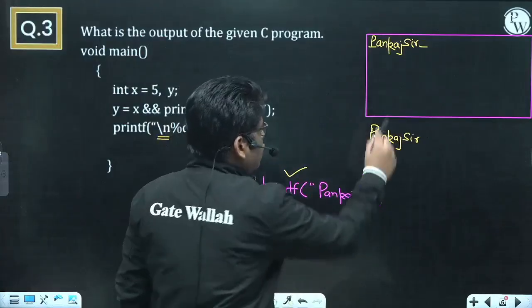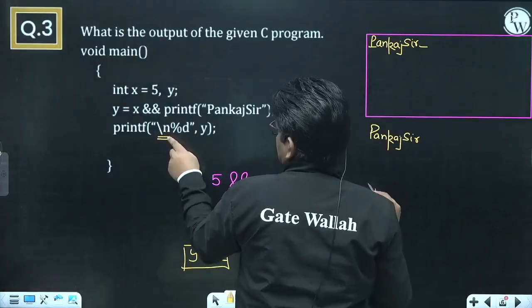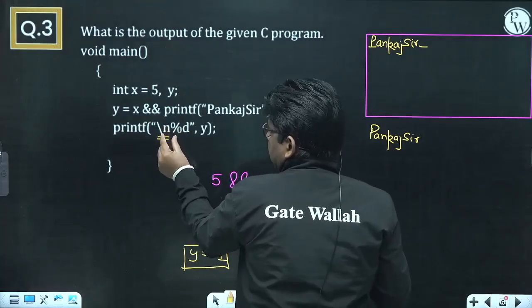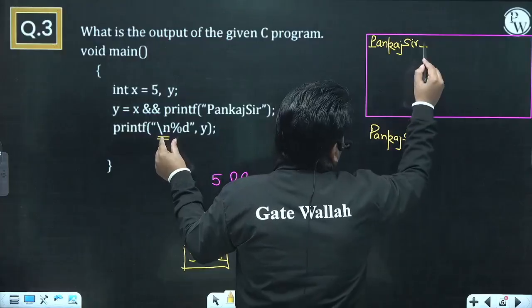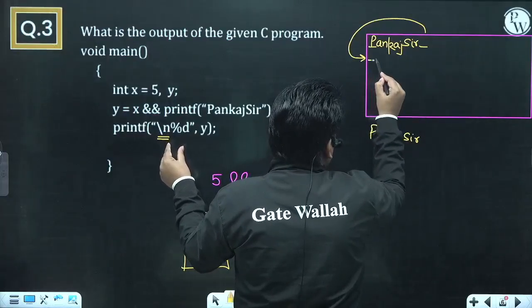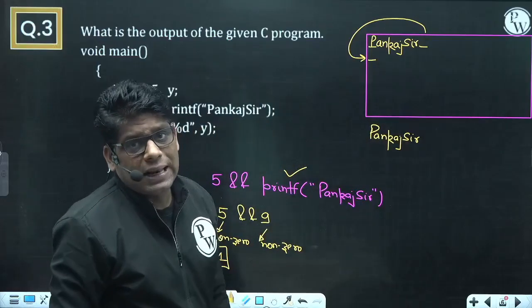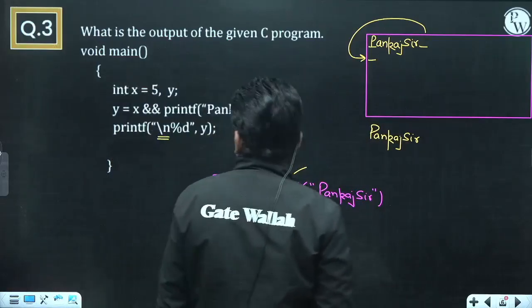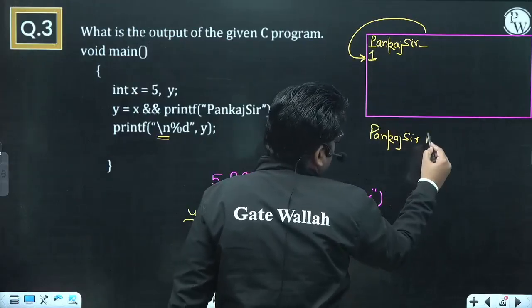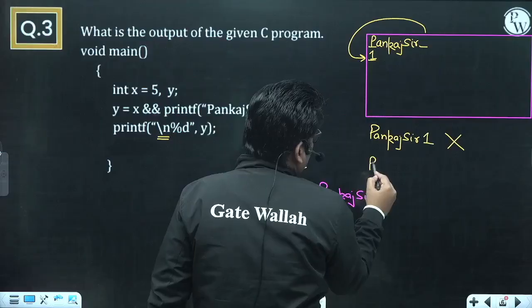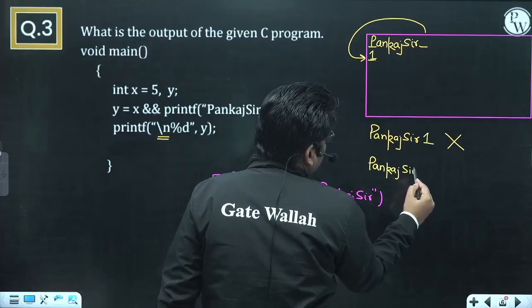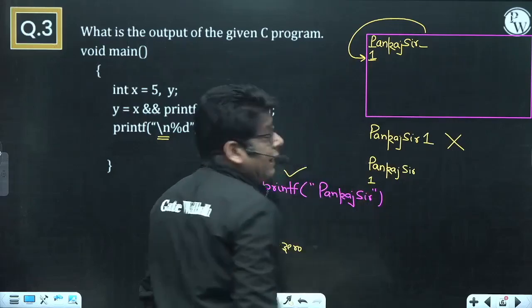So, if the cursor is over here, because of this \n, see, this \n is before printing. So when you execute this printf, the very first thing that happens is the cursor will move from here to here, to the beginning of the next line. That is why this 1 will be printed like this. So don't think the answer is Pankaj sir 1. No, the output is Pankaj sir in one line and then 1 is printed in the next line.